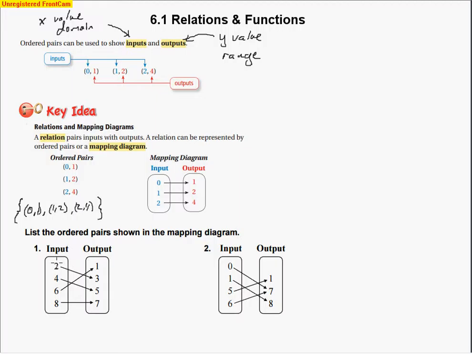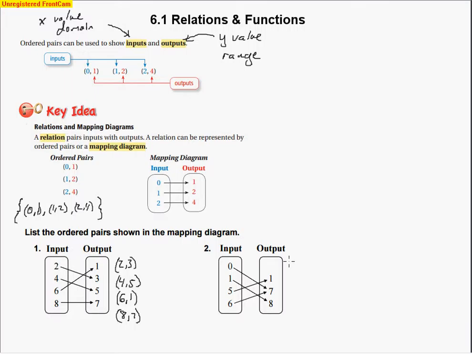Here, this input of 2 goes to the 3, so that ordered pair would be 2, 3. The next one, we have an input of 4, and that goes to the 5, so that would be 4, 5. Then we have an input of 6, and that goes up to 1, so it's 6, 1. Over here we have an input of 8, and that goes to the 7, so we have an output of 7, so 8, 7. That's all we're doing, just listing the ordered pairs.